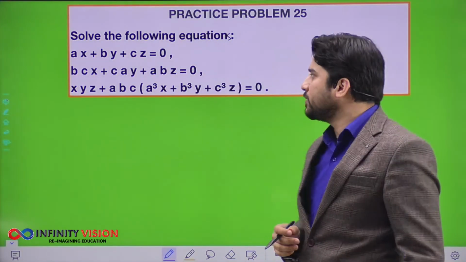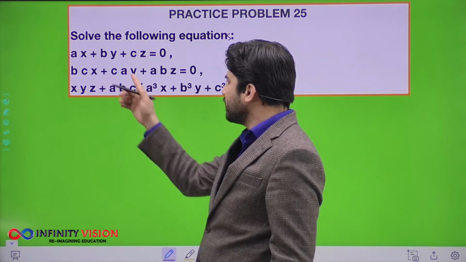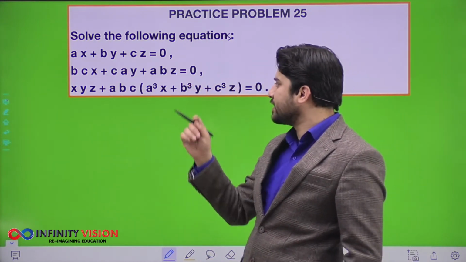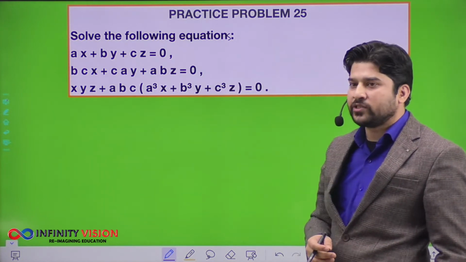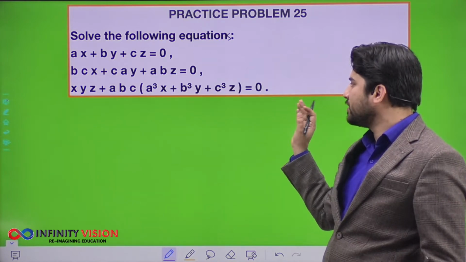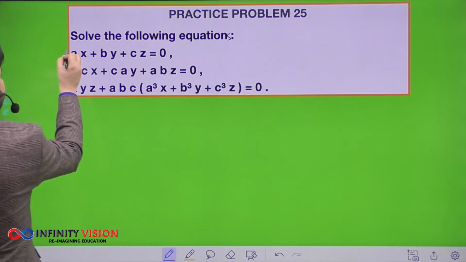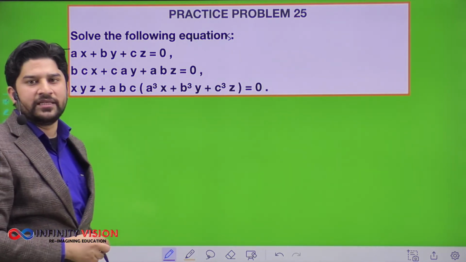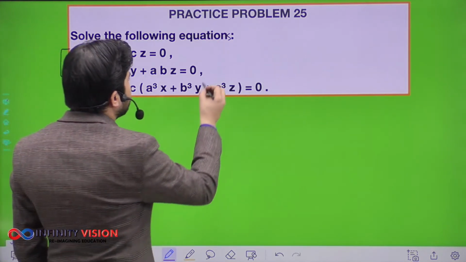Let's look at this problem, that is practice problem 25. You have to solve the following equations. The first two being ax plus by plus cz equals 0 and bcx plus cay plus abz equals 0. And the third equation is xyz plus abc into a cube x plus b cube y plus c cube z equals 0. Now, if I try to solve these two equations, I can easily find in what proportion x, y, z are by simply using the cross multiplication method.